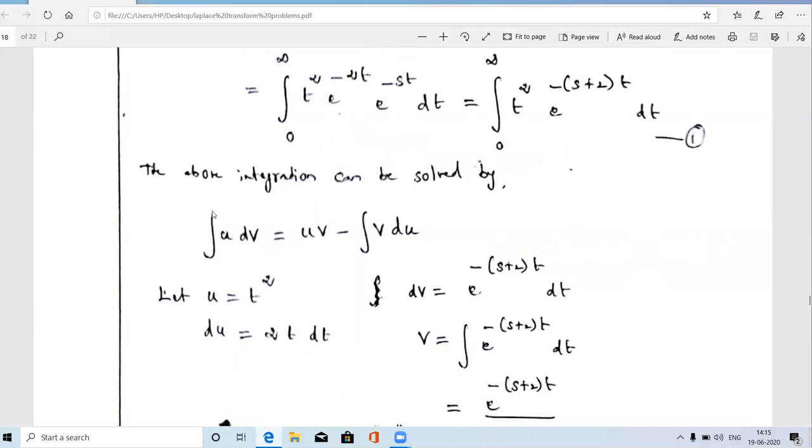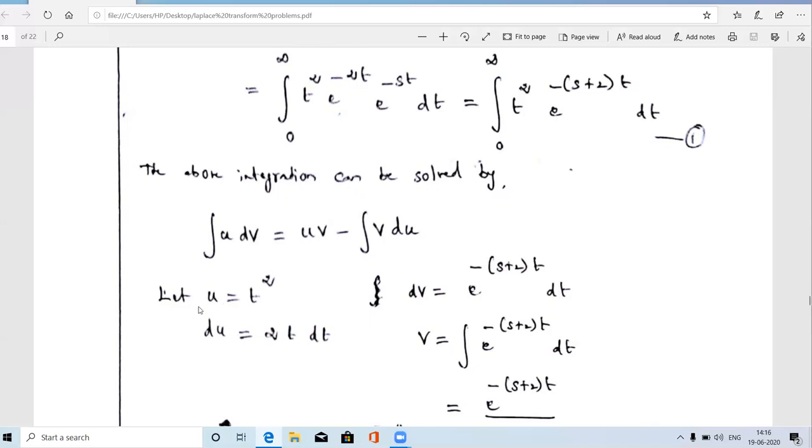You know the integration of u dv can be solved as uv minus integral v du. You are familiar with this formula. Compare the integration of u dv with our integration. Here, consider t squared as u, and the remaining thing as dv. So u equal to t squared, and dv equal to e power minus (s plus 2)t dt. From u we have to find du.